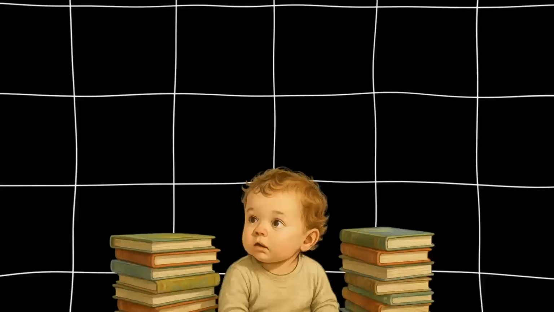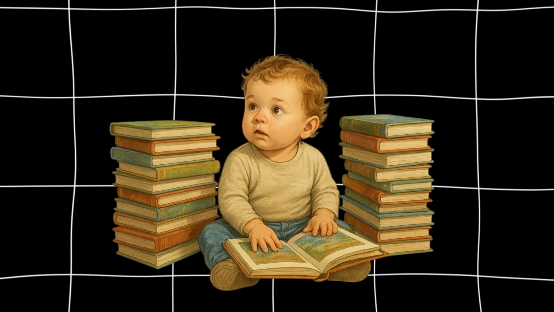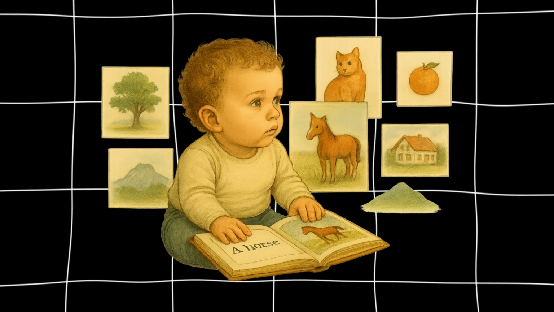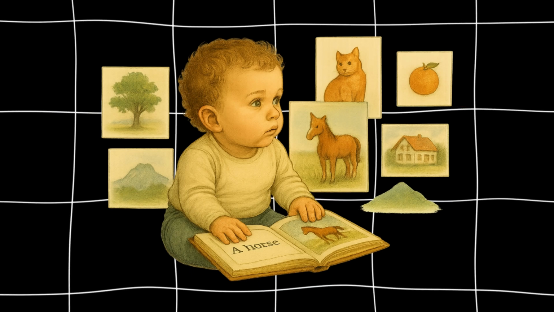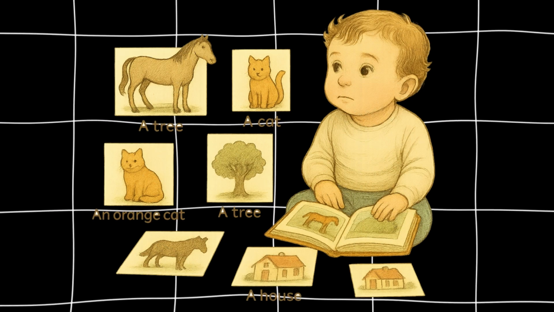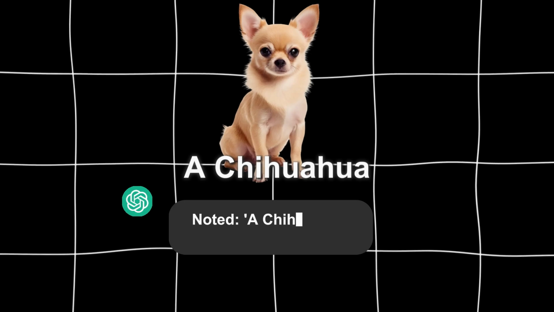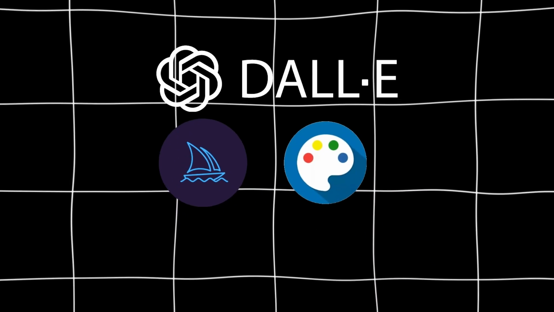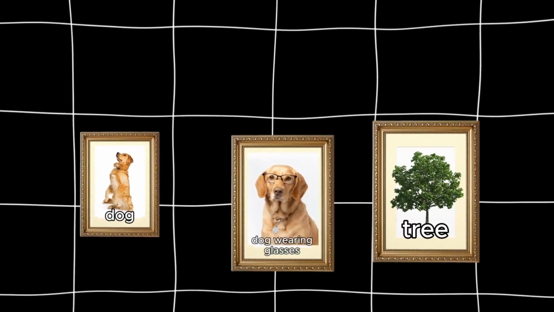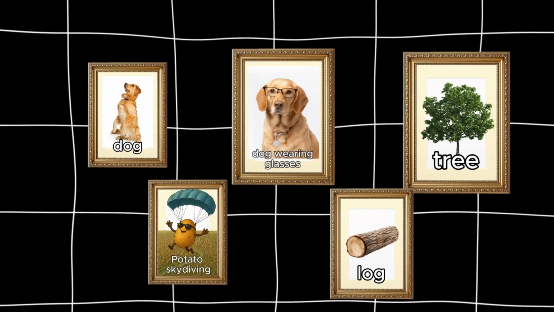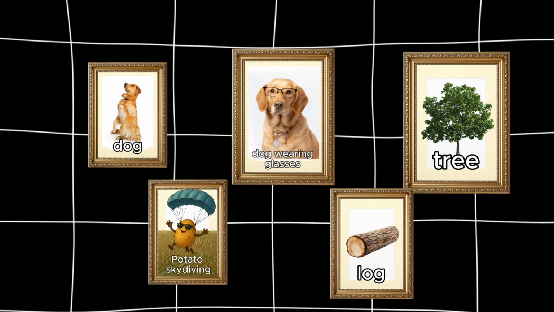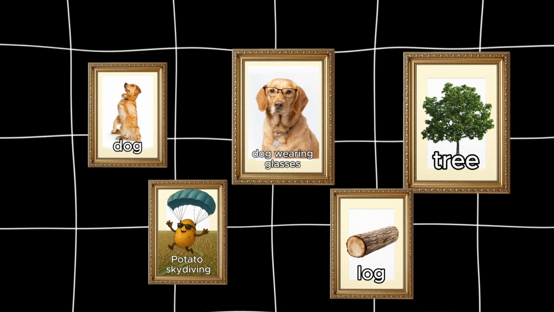Let's rewind. Imagine giving a toddler millions of picture books, but instead of reading the stories, they just stare at the pictures day after day, year after year, until their brain starts to recognize patterns. That's how AI image generation is trained. We feed models like DALL-E, Midjourney, or Stable Diffusion billions of labeled images. Each image is paired with some form of text, a caption, or even the surrounding web page.